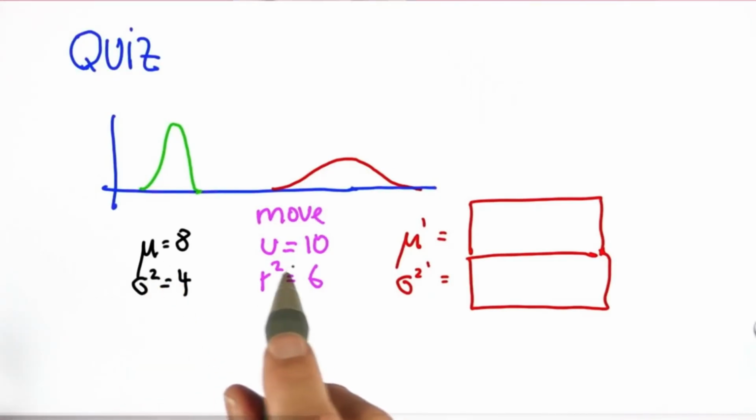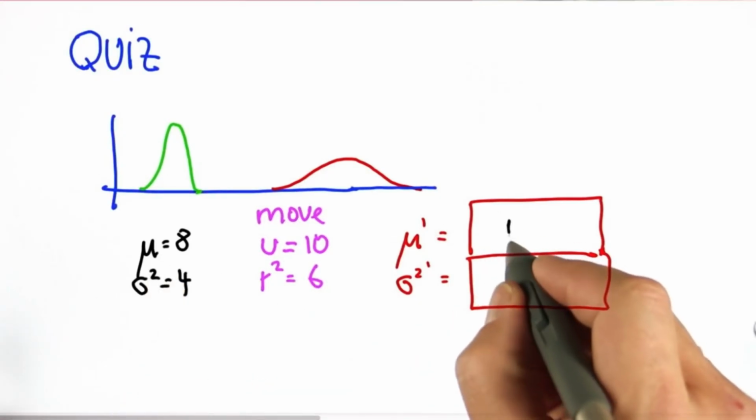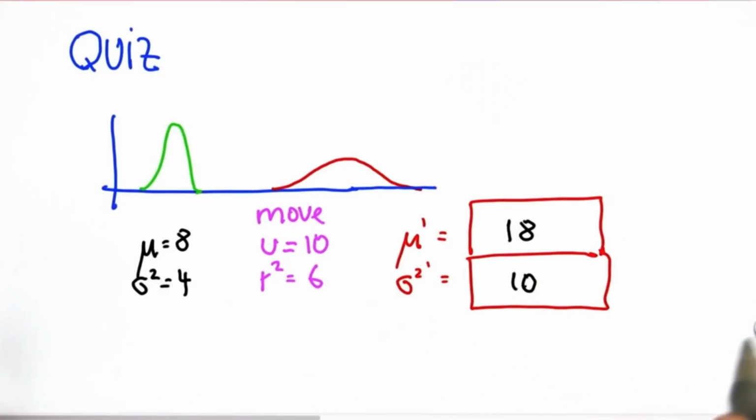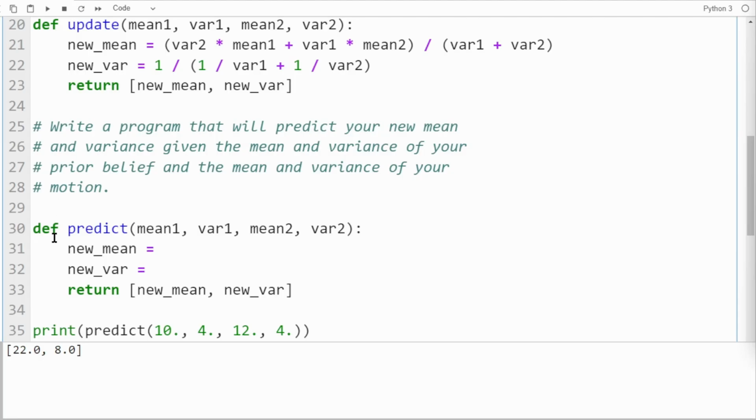And the answer is just add those up. 8 plus 10 equals 18. 4 plus 6 equals 10. And that's it. So let's program this.